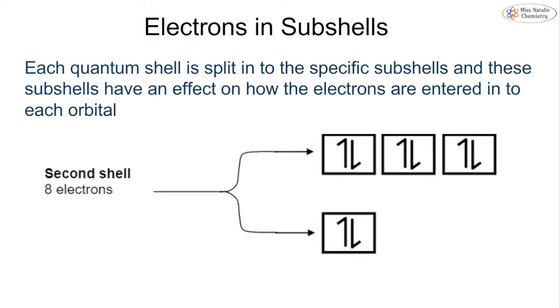Now, each quantum shell is then split into the specific subshells, and these subshells that exist have an effect on how the electrons are entered into the orbital. So now it's not as simple as simply drawing a target diagram and doing 1, 2, 3, 4, 5, 6, 7, 8. That's a GCSE answer. We're no longer going to be accepting that at A level. At A level, we are now going to be talking about how they fill the specific orbitals. So remember, it's the quantum shell, the subshell, and the orbitals.